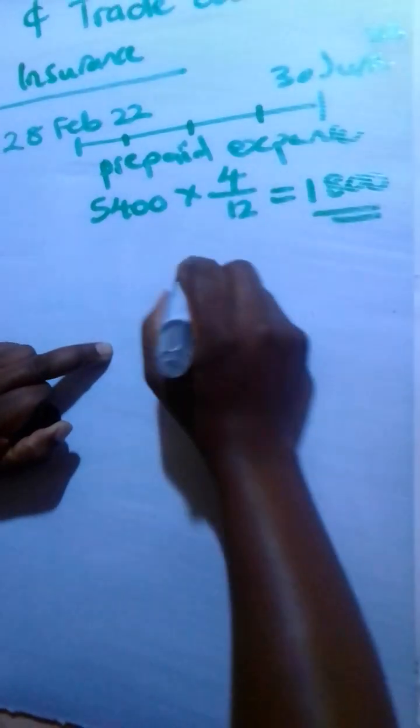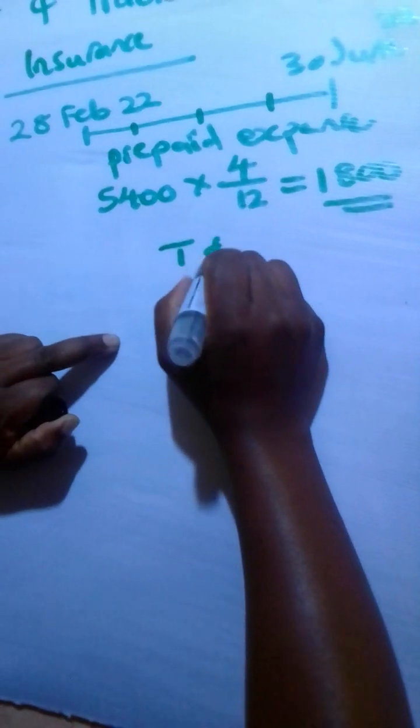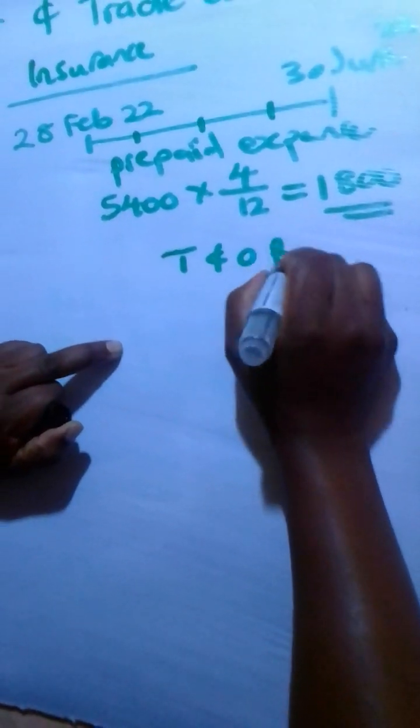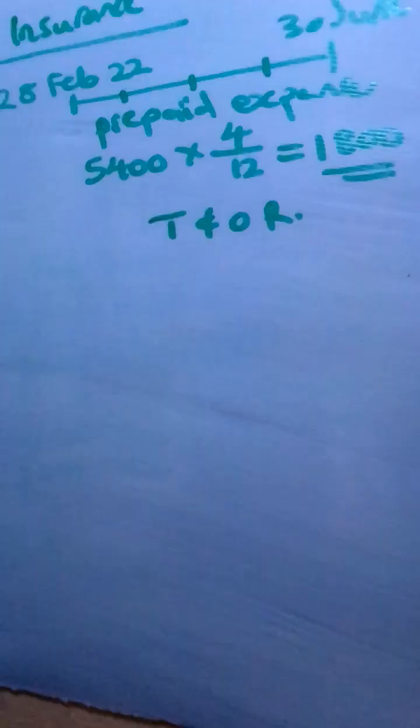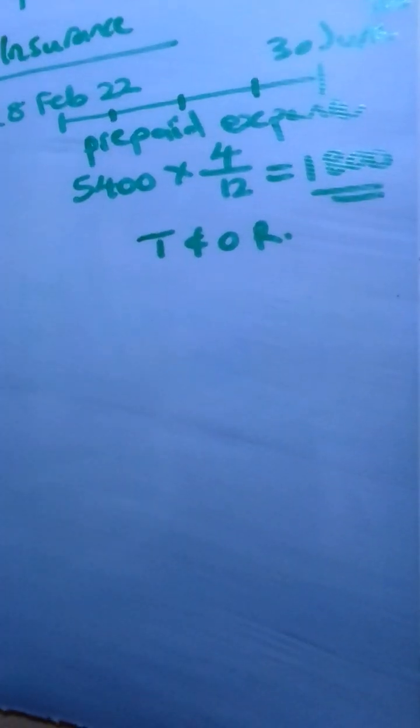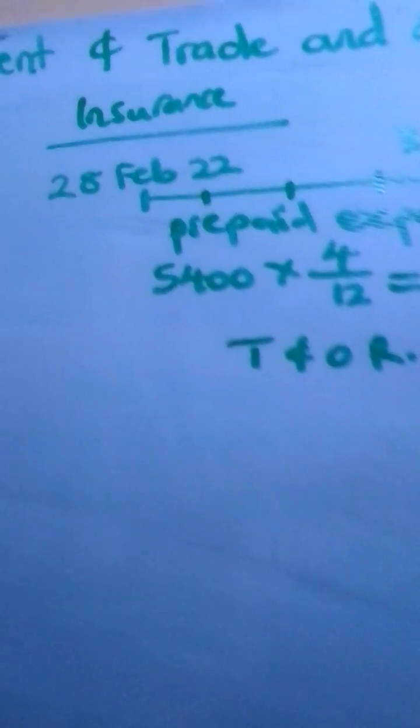Remember this 1,800 when you are doing your trade and other receivables. It is supposed to be a part of the trade and other receivables. Okay, we are done with this. So what do we do with an amount that is prepaid? What is prepaid is supposed to be subtracted. So 5,400 minus 1,800, we are going to remain with 3,600.